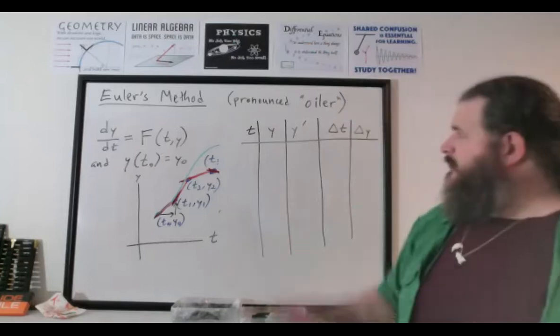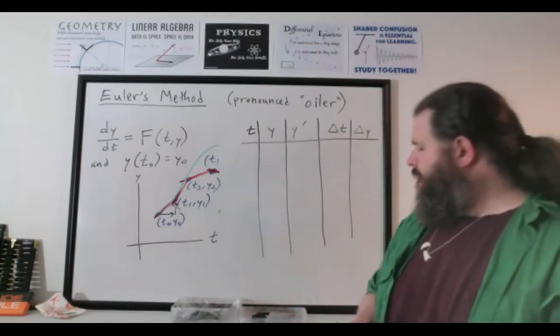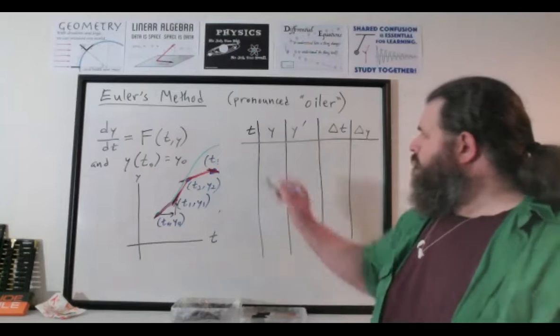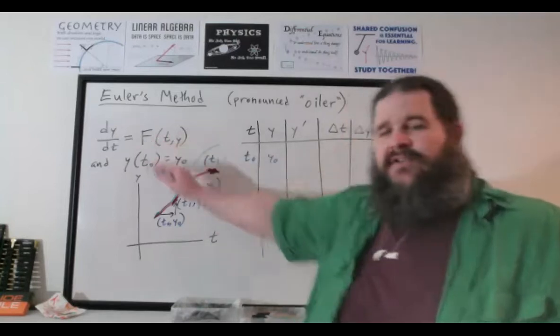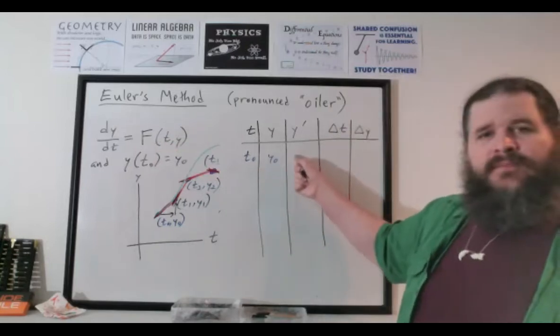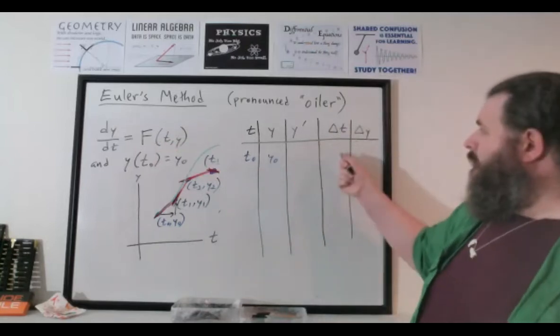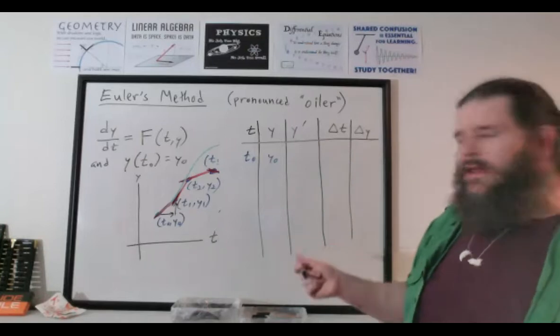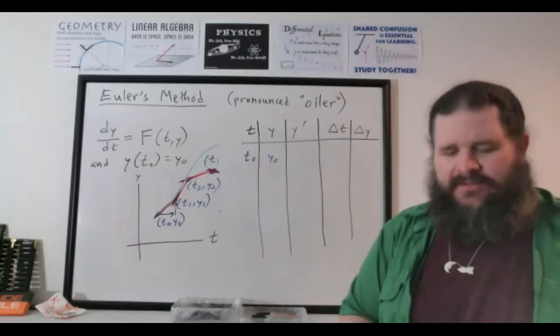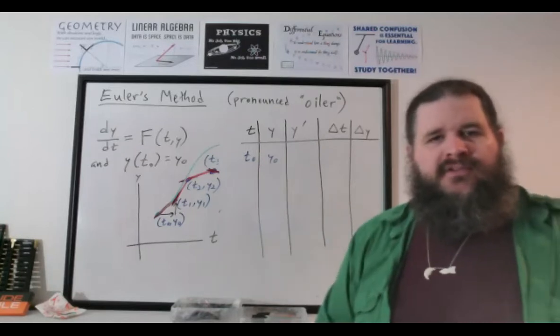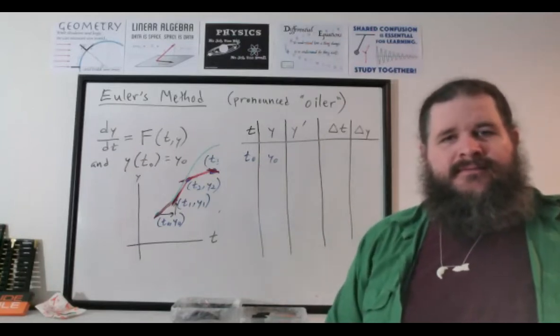So what we're going to do, we're going to start with the initial conditions. Use the differential equation itself to calculate the slope. Use the slope to figure out how far we're going in the t and y directions, and then add those to the original t and y coordinates to figure out the new t and y coordinates. Any questions on that general outline so far?